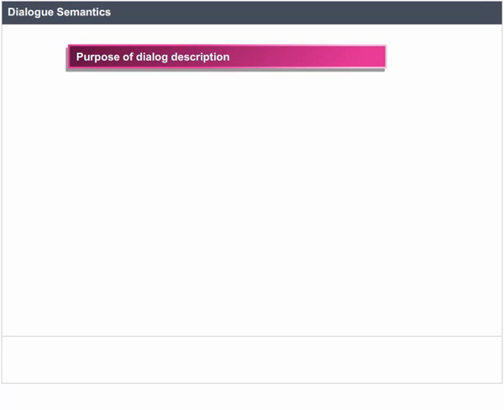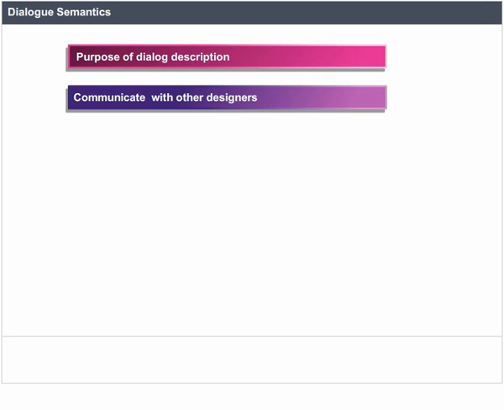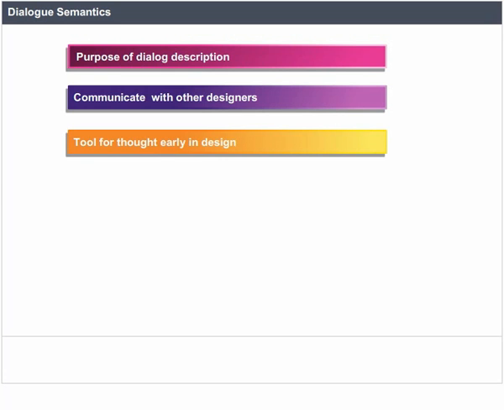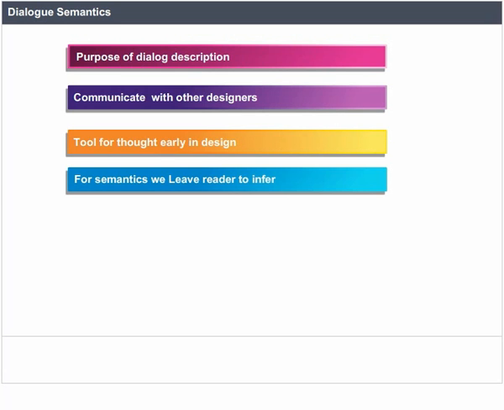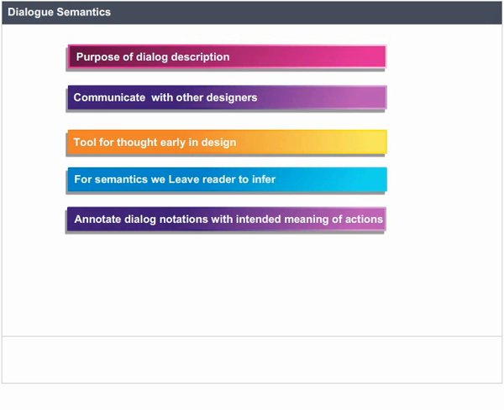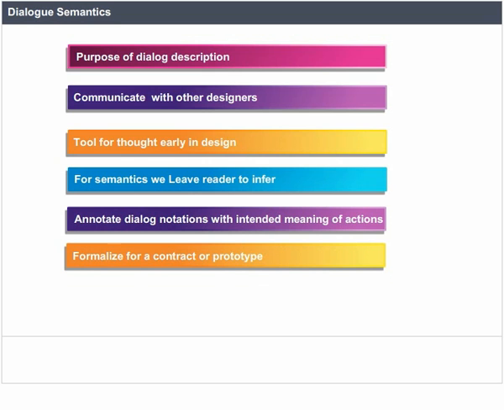Dialogue semantics. Purpose of dialogue description: communicate with other designers, and a tool for thought early in design. For semantics, we leave the reader to infer, or annotate dialogue notations with the intended meaning of actions. Formalize for a contract or prototype.